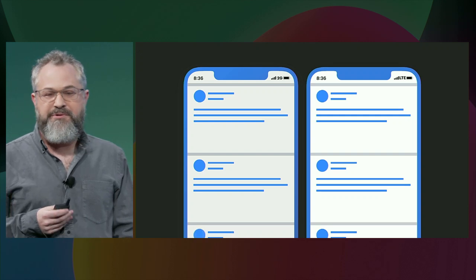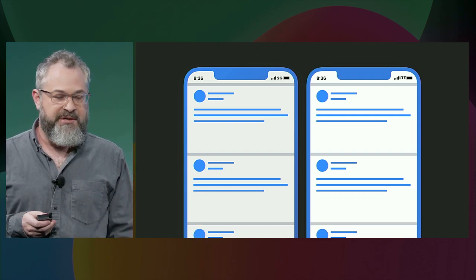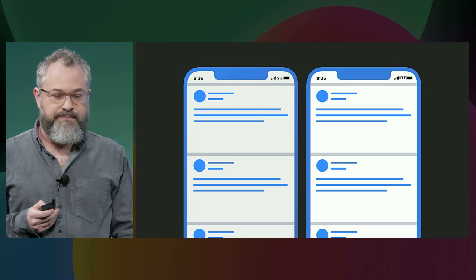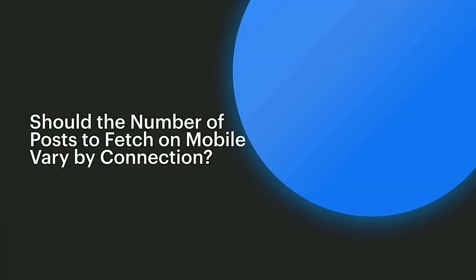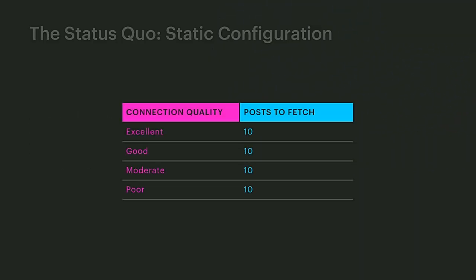Engineers working to improve the responsiveness of the news feed in emerging markets had an interesting question. Should the number of posts we retrieve on mobile feed vary by connection quality? If we looked at the existing configurations at the time, we'd see something like this. Regardless of what kind of connection you're on, we would fetch 10 posts. The engineers wanted to personalize this configuration, but had divergent hypotheses about how the number of posts to fetch should vary by connection quality.